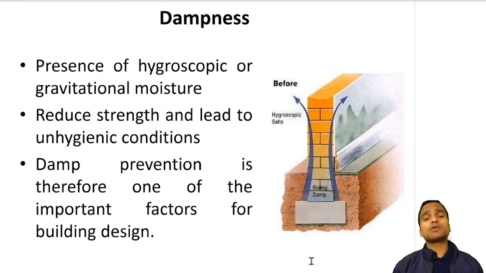Dampness is because of the presence of hygroscopic or gravitational moisture on the walls or the members. The hygroscopic salt present in the bricks has a deep affinity towards water, and the gravitational moisture is due to rainwater trickling on the walls. Due to dampness the strength reduces drastically, and it also leads to unhygienic conditions. So damp prevention is one of the most important factors for building design.